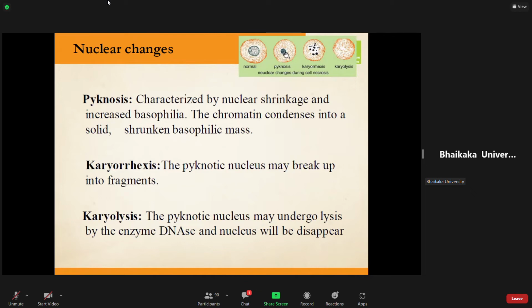If it progresses, then it leads to karyorrhexis. What happens in karyorrhexis is that the pycnotic nucleus becomes fragmented and breaks up into multiple small pieces or fragments. And last is karyolysis. This is the stage in which these fragmented or karyorrhectic nuclei undergo enzymatic digestion by DNase and the nucleus completely disappears and the cell looks ghost-like in appearance. So these are the nuclear changes which are observed within the cell at the time of necrosis.